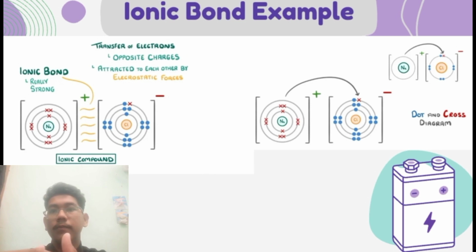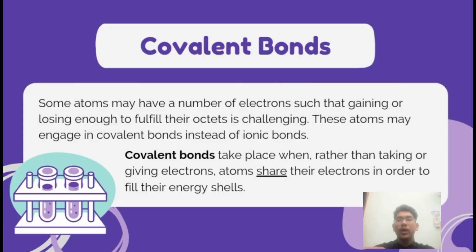We call this drawing a dot and cross diagram. This is because we can tell which atom gives and which gets the electron. Now, for our last section, the covalent bond takes place when, rather than taking or giving electrons, atoms share their electrons in order to fill their energy shell.